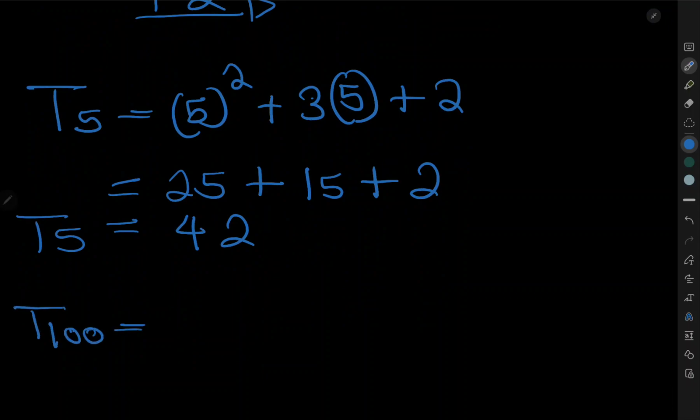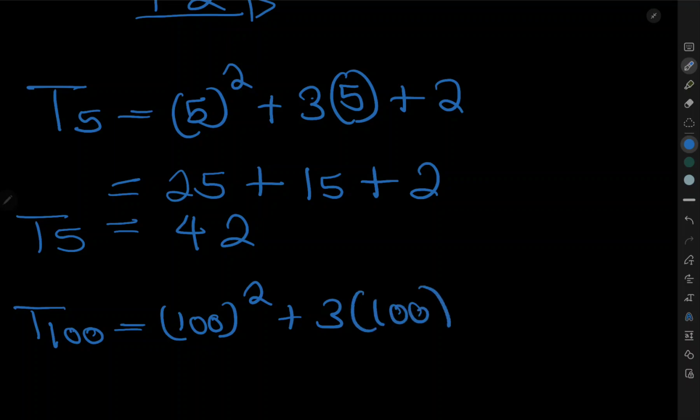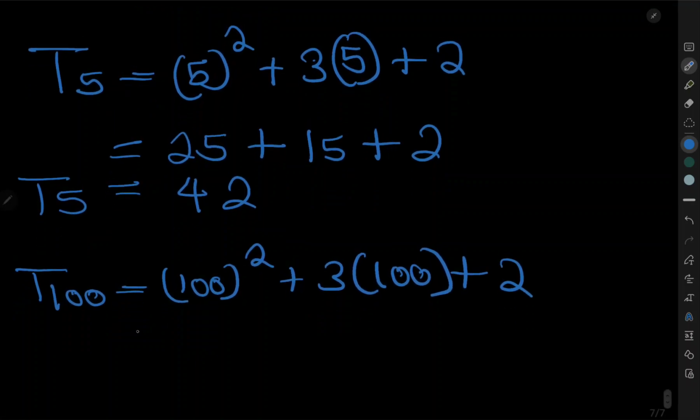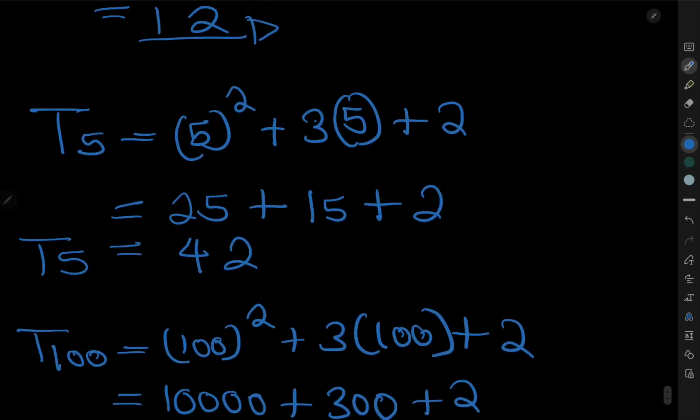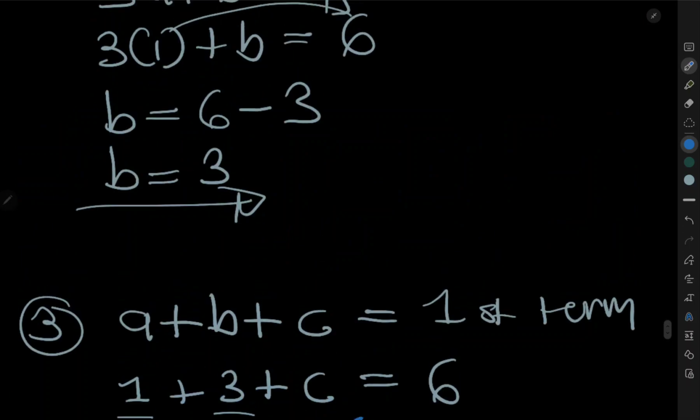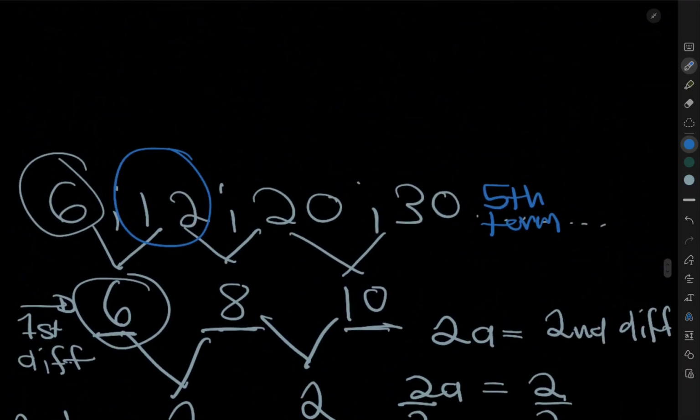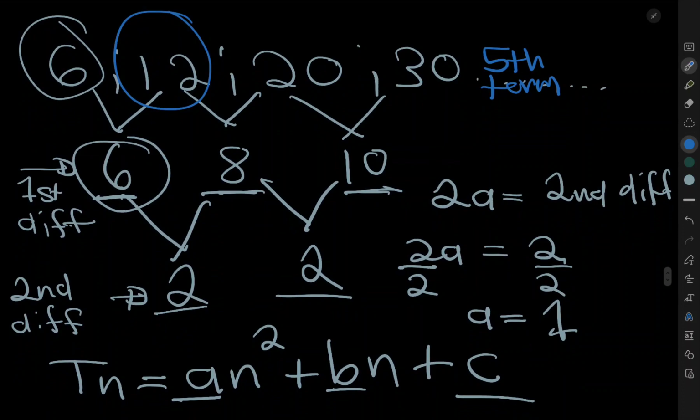So even if they were to ask us to determine the 100th term, we'll be able to get it using this formula. In this case, we'll just substitute 100 squared plus 3 times 100 plus 2. If we simplify that, we're going to get 10,000 plus 300 plus 2. So that gives us 10,302.